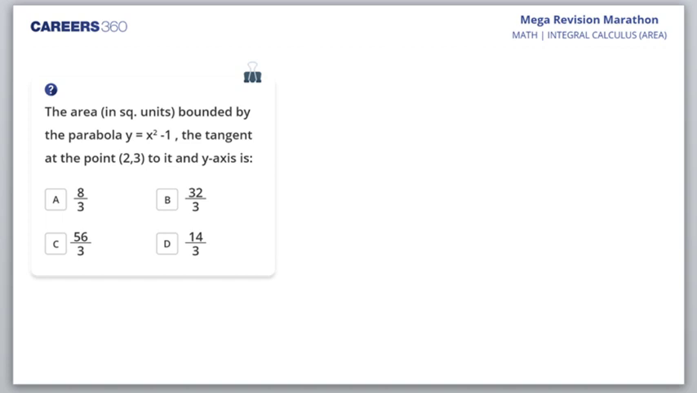So you please notice that in the question it is being asked the area bounded by the parabola, the tangent at the point 2, 3 and y-axis. Y-axis. Please, I just wanted to tell you.